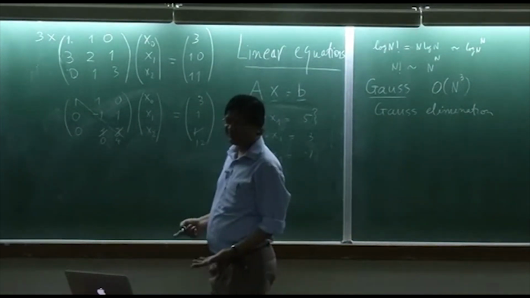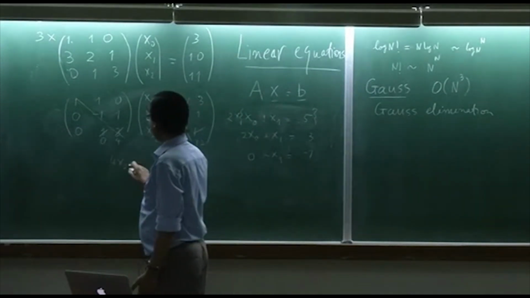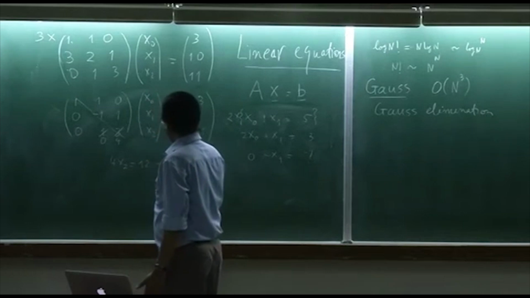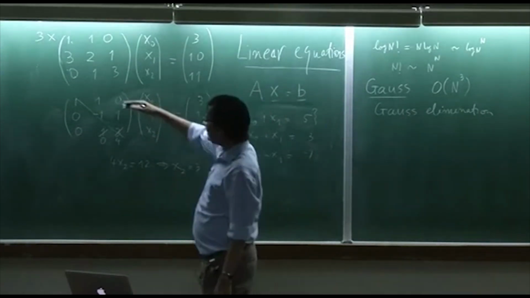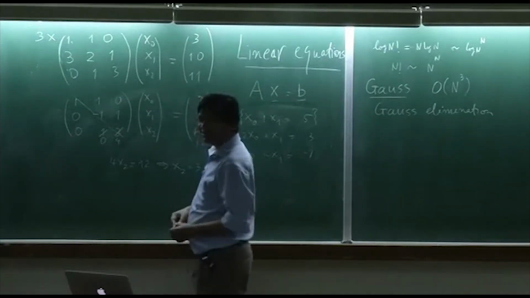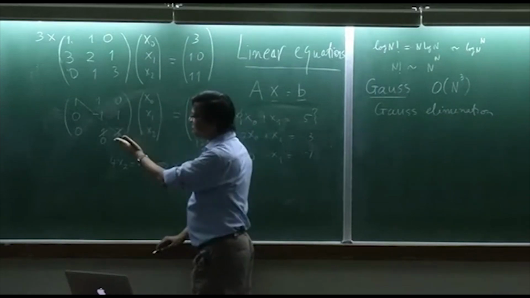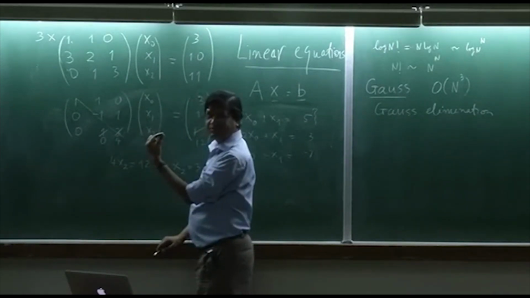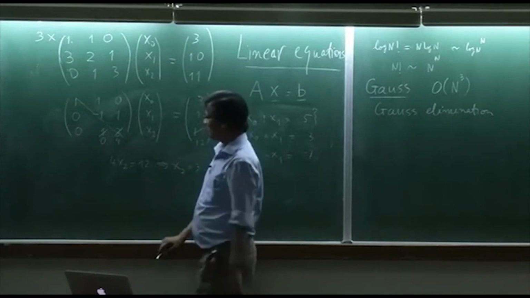And you can solve that. 4x2 equal to 12. What is the value of x2? 4x2 is 12, which implies x2 equal to 3. So here I eliminated, and this is called Gaussian elimination. Now I found the answer. With an upper diagonal matrix, the last equation has only one unknown, so it is straightforward.